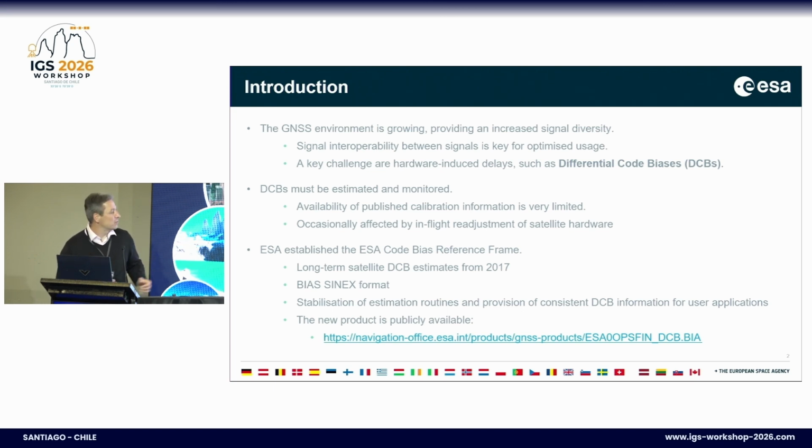To overcome this, or to have a long-term stable solution, we have established the so-called ESA code bias reference frame. This solution contains long-term satellite bias estimates from 2017 onwards. We have put them in a bias Sinex format, and we use them in our daily routines to stabilize the estimates. The file is also available on our webpage.